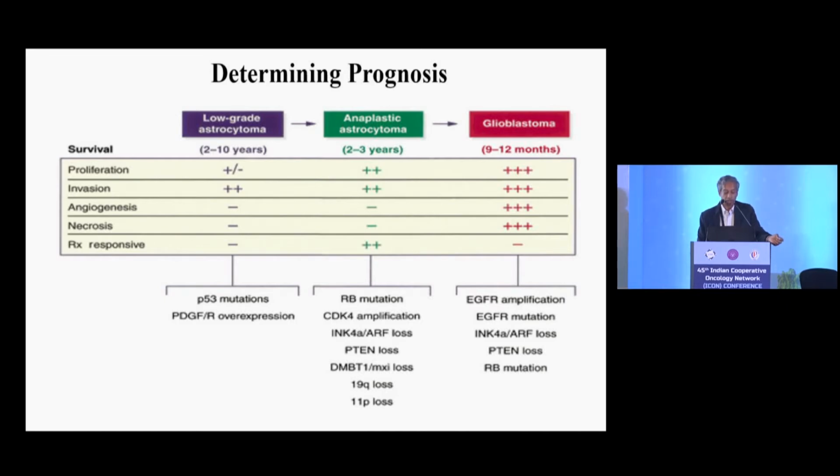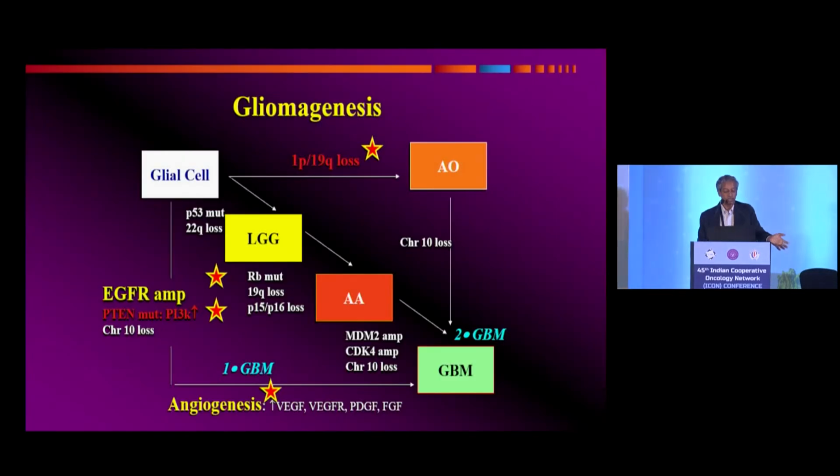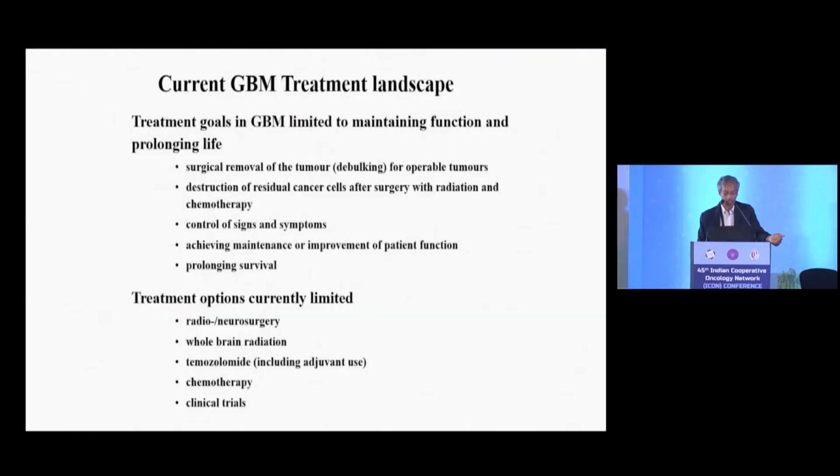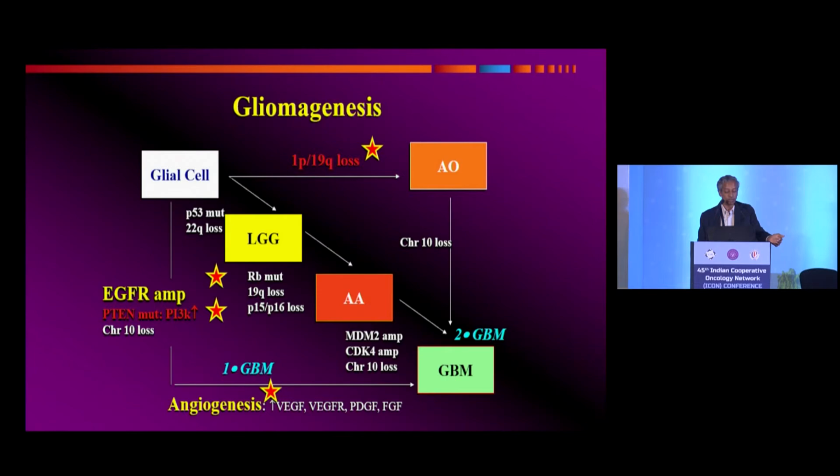In glioblastoma, some of the poor prognostic features are EGFR amplification, EGFR mutation, PI3K-AKT pathways, PTEN, and RB mutation. So these are things that are coming up very rapidly. So this is just showing you the pathways in gliomagenesis. Starting from the glioma cell, you can have a primary GBM coming up or a secondary GBM, and this is also showing you the various steps and the genetic changes that can occur at each one of these steps.